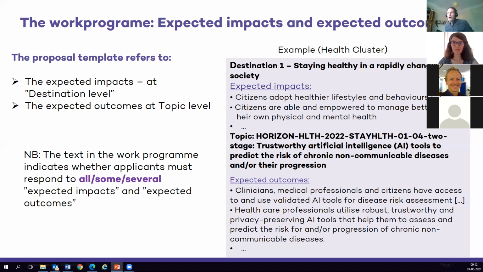In any case, remember that you're competing with other proposals, and so you should always aim at delivering on as many impacts as possible, if it makes sense, if you can do so convincingly.